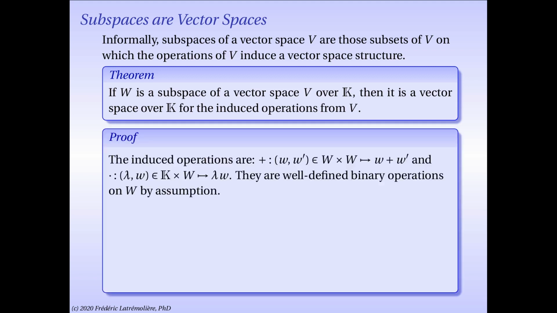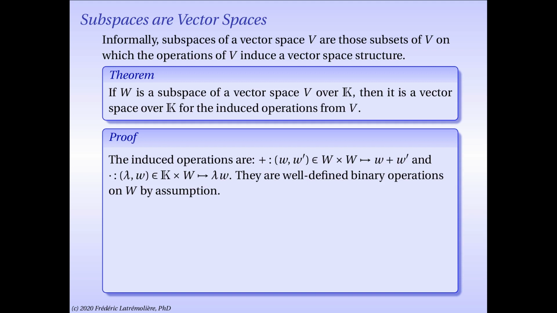By the induced operations, what I mean is the following. If I take a pair of vectors in W, I can add them up in V, but because W is a subspace, I can conclude that the sum of these two vectors is again in W. Thus, I have defined an operation on W cross W valued in W that I still call the addition by restricting the domain and the codomain of the addition of V to W.